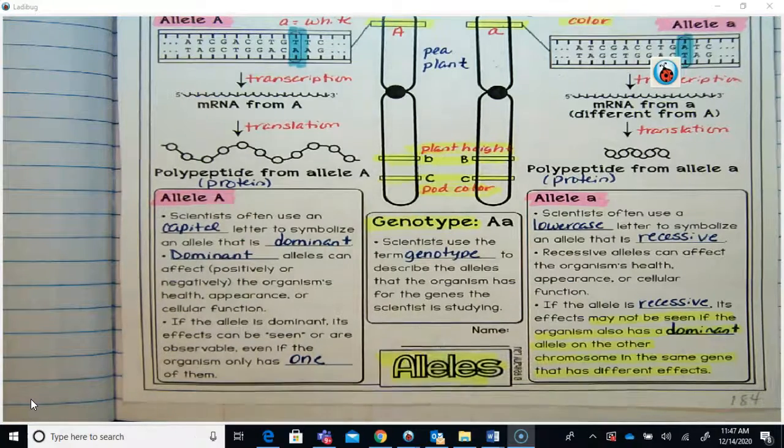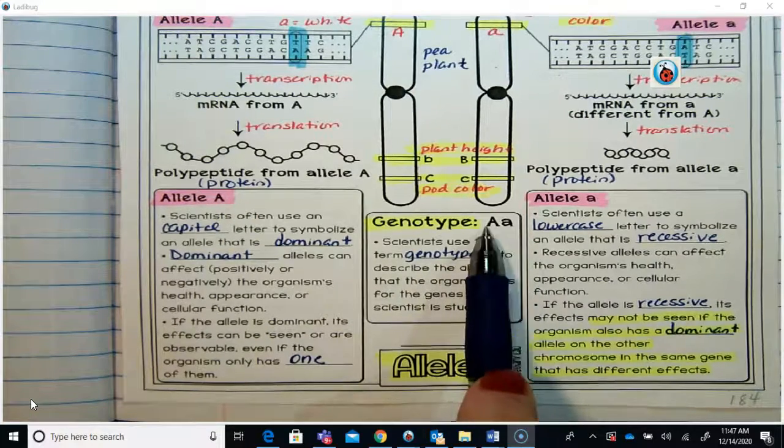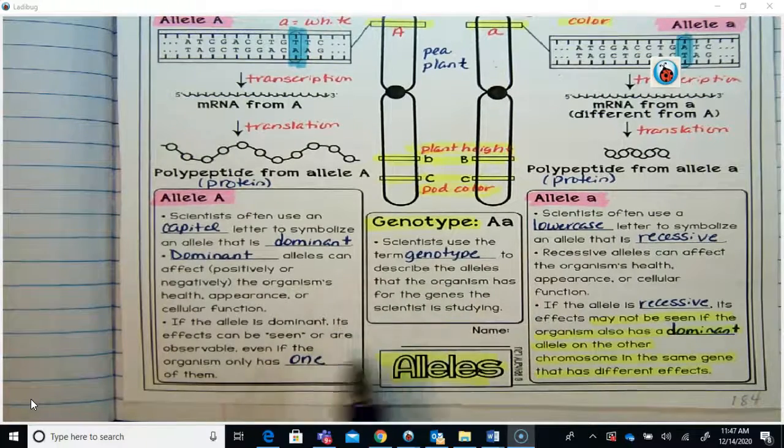So in the middle box, we have a term called a genotype. So for the genotype big A, little a, that's showing you the combination of alleles. Scientists use the term genotype to describe the alleles that the organism has for the gene the scientist is studying. So this organism has the big A allele and the little a allele in this instance.